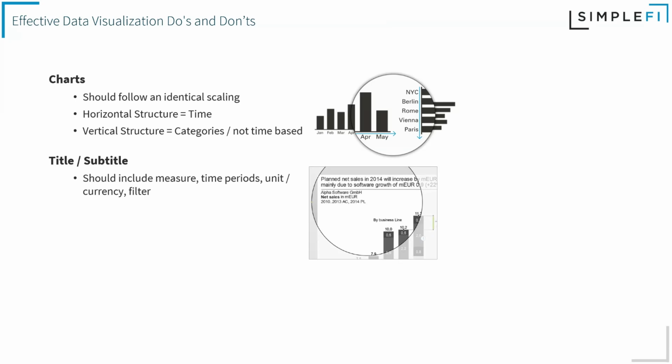The other part, you should always include: what measure are we looking at, what time periods are we looking at, what is our currency or unit, and in case there is a filter, what filter did we apply? Your chart should show this as part of the title and the subtitle, as you see on the right-hand side. It can easily be done in SAP Analytics Cloud. Again, it's about consistency and always showing the relevant information.